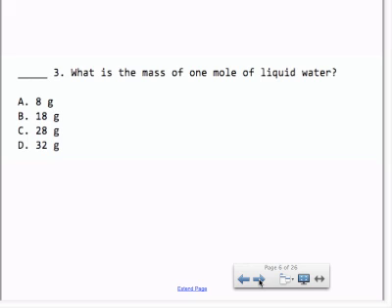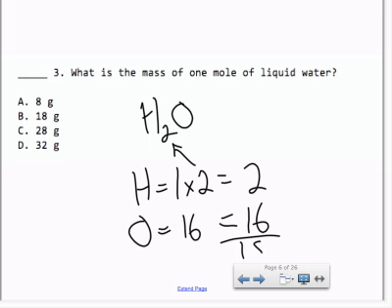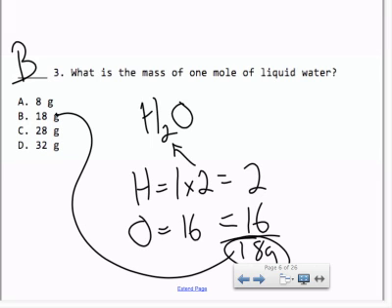What is the mass of 1 mole of liquid water? Well, water has a formula of H2O. The fact that it's liquid doesn't really matter. It would be the same whether it was liquid, solid, or gas. But to find the molar mass, you take the mass of hydrogen from the periodic table, which is 1, and multiply it by 2 because there's 2 of them. So that's a contribution of 2. Oxygen has a mass of 16. There's only 1 of them, so that's 16. So your total mass is 18 grams, which again is choice B for this one.